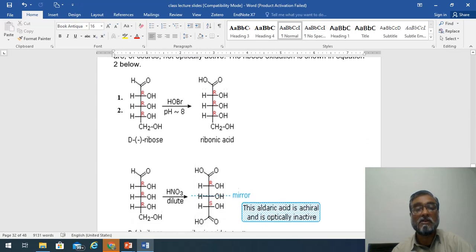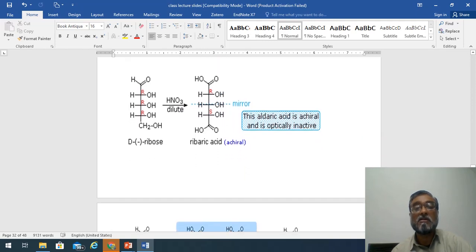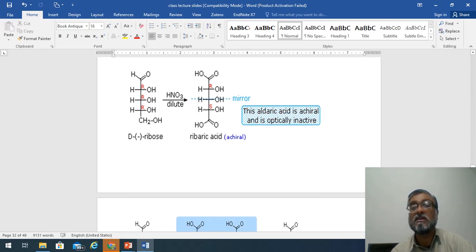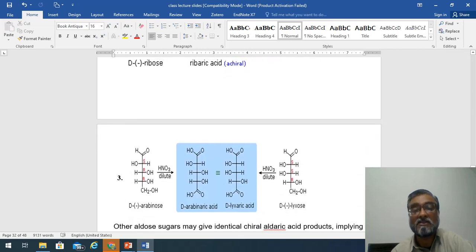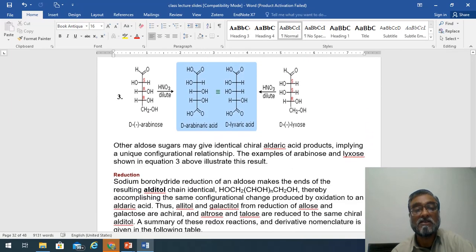You will do the practice for all and try to understand the difference between the aldonic acid, uronic acid, and aldaric acid. Aldaric acid means the first and the last carbon have been oxidized.